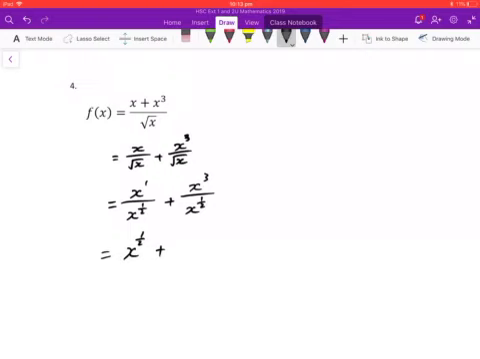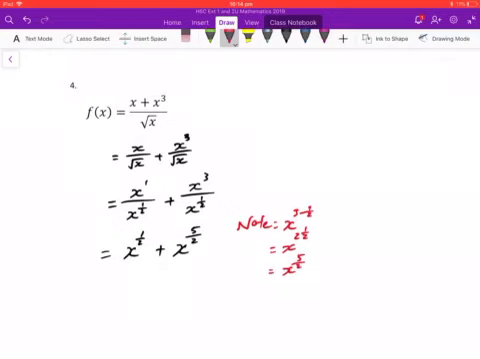Well, it's x to the power of 3 minus a half, which is 2.5, or x to the power of 5 on 2. Just write a note here: x to the power of 3 minus a half equals x to the power of 2.5 equals x to the power of 5 on 2. Just in case we're wondering.